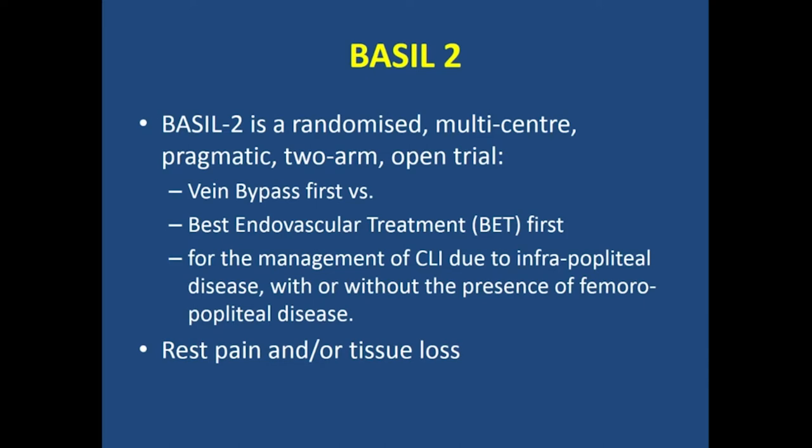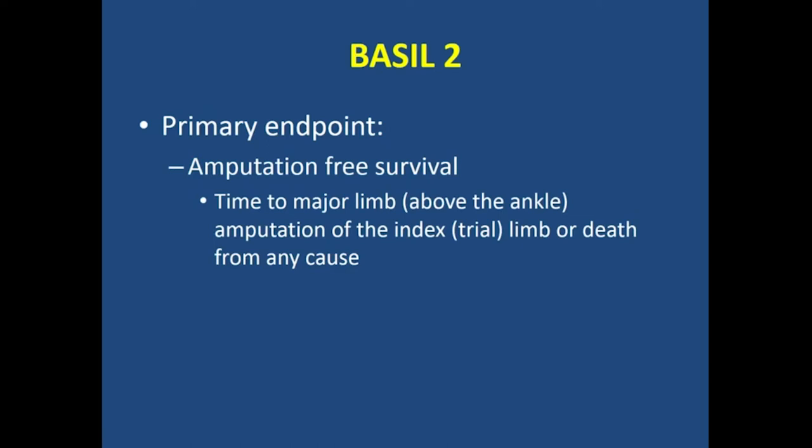Similarly, at the same time this trial is going on in the United States, the Basel coordinators in the UK are running a parallel trial, very similar, with some slight differences in design. It's a randomized multicenter trial, vein bypass versus best endovascular therapy for CLI, confined in this study to just infrapopliteal disease, although they can also have femoropopliteal disease. They can have rest pain and/or tissue loss, so they're not being stratified, which I think is a deficit of this trial. The primary endpoint is also more objective. It's amputation-free survival, but may miss some of the other important endpoints. One thing that Basel II has over the Best CLI trial is that they're also looking at cost, so you can do a cost analysis of which treatments are more cost-effective.